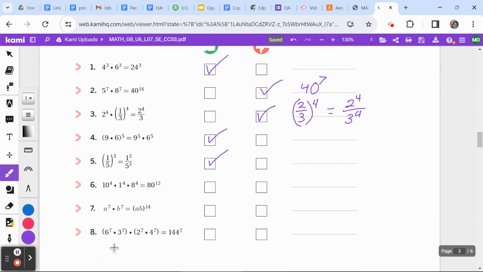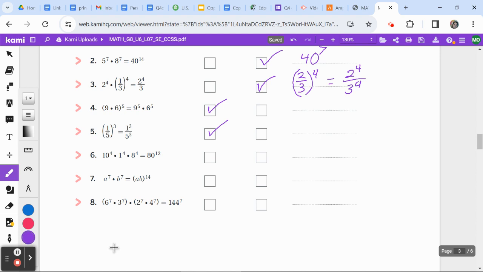Okay, what about number 6 and 7? Well, we do get 80, but what did they do with our exponent? They added them. We're not supposed to add them when we have different bases. We have different bases. We've got to keep that 4. Same thing on this one. It should be AB to the 7th. Or you could say A to the 7th and B to the 7th. That means the same thing.